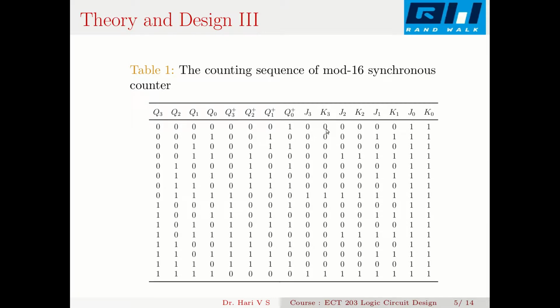For all those conditions it is 0, 0. Okay, and here there is a change. You can see that Q3 changes from 0 to 1 here, so it is a 1, 1. J3, K3 is a 1, 1. Everywhere else you can see that it is the same.